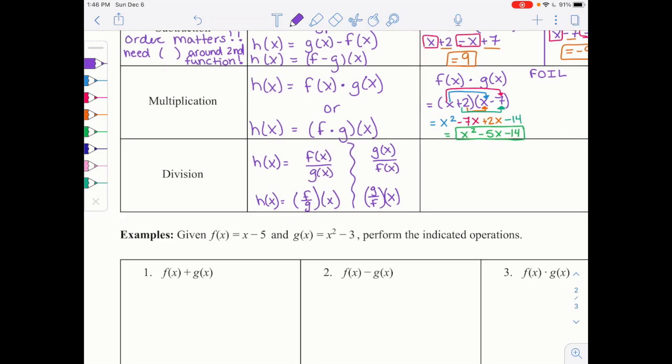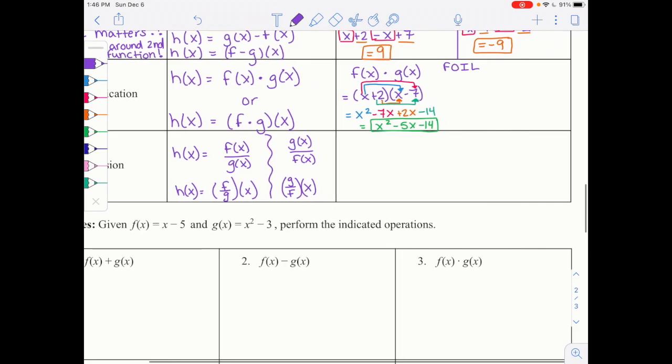So there's a bunch of different ways to create new functions. And like I said here, simplifying where there is none. So for my two functions, if I have f of x over g of x, it's just going to be x plus 2 over x minus 7. Sorry, I keep doing that. So x plus 2 over x minus 7.